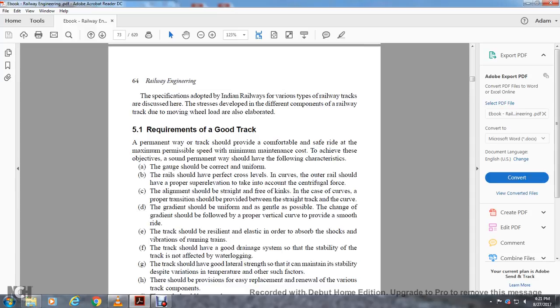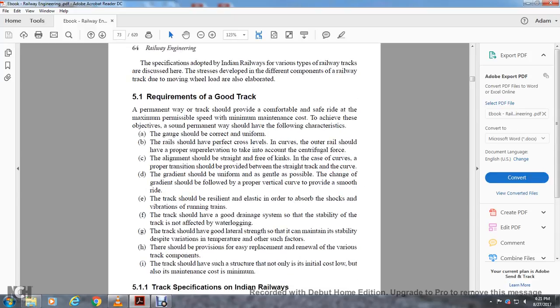The alignment should be straight and free of kinks. In case of curves, a proper transition should be provided between the straight and the curved track. The gradient should be as uniform as possible. Any change of gradient should be followed by a proper vertical curve to provide a smooth ride. The track should be resilient and elastic in order to absorb shock and vibration from running trains. The track should have a good drainage system to ensure stability so that the track is not affected by waterlogging.